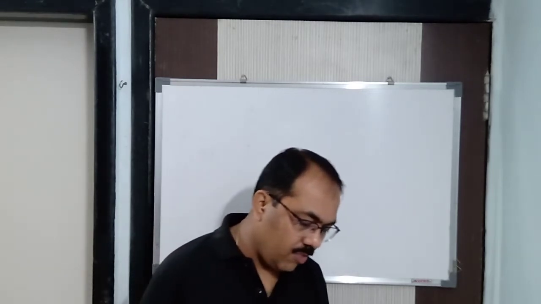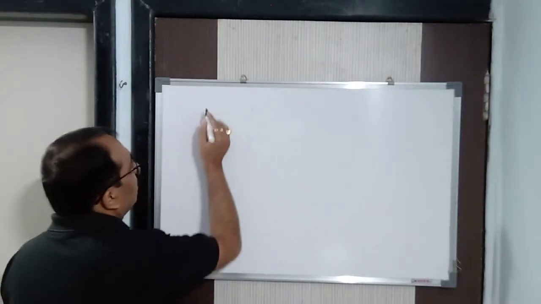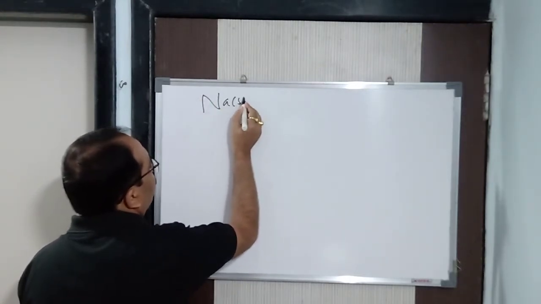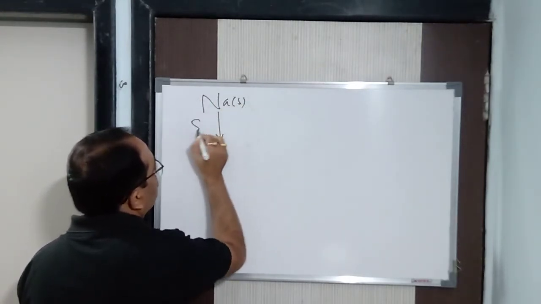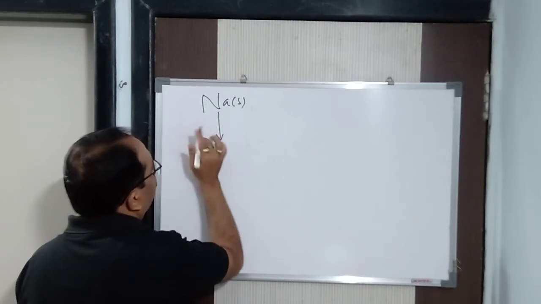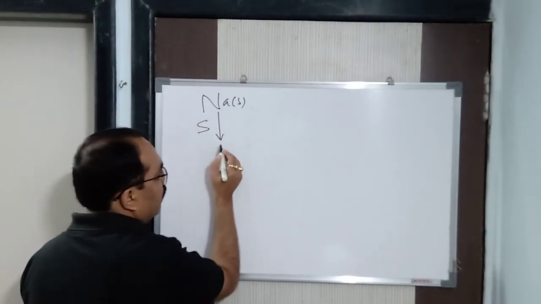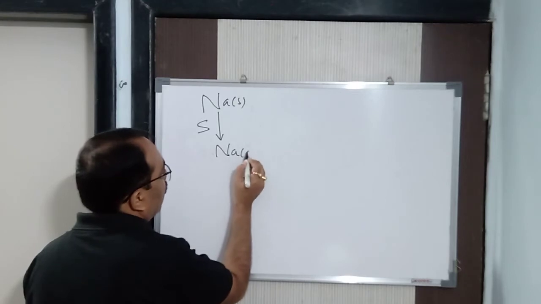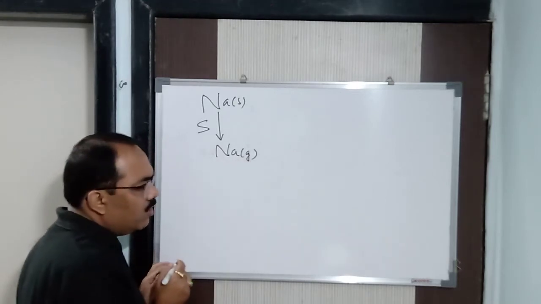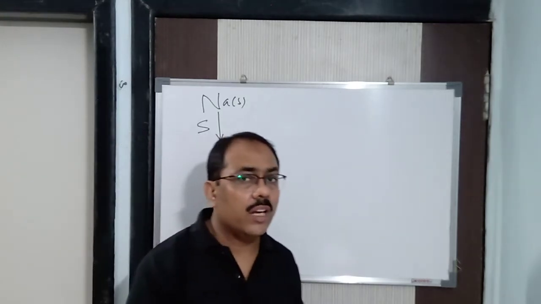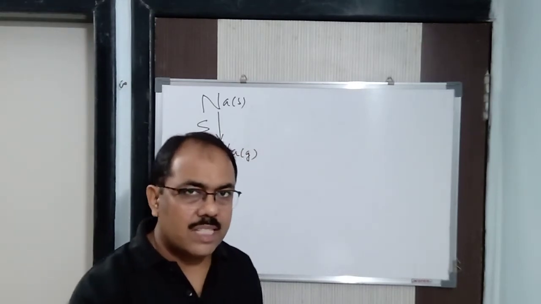Basically, how it is being formed. So first of all, sodium that is solid, it sublimes. I am taking S for sublimation energy, the enthalpy of sublimation, to form sodium gas, because whenever you want to add an electron or remove an electron, you need to convert it into gaseous state.